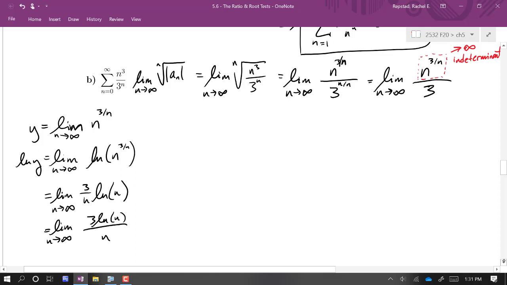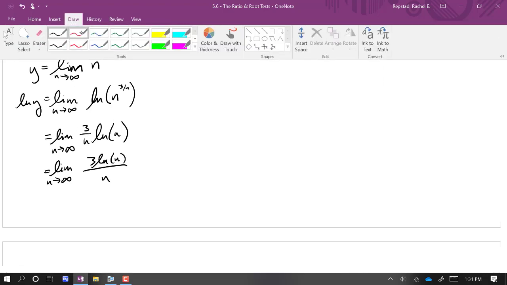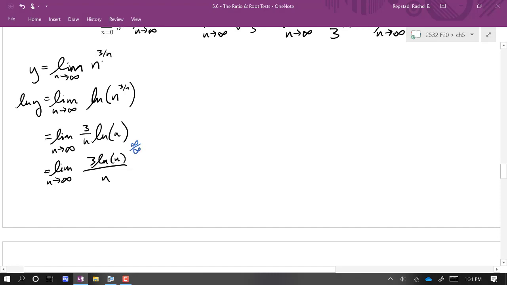Now, as n gets huge, 3 ln n approaches infinity, n approaches infinity, so this is type infinity over infinity. That means we can use L'Hopital. And when we use L'Hopital, I'm going to just go ahead and leave the n's in here for now, but this would be 3 times 1 over n divided by 1. That's ln y. And as n gets huge, 3 over n becomes close to 0. So we found that ln y is equal to 0.